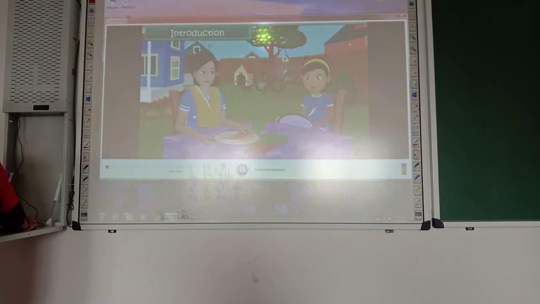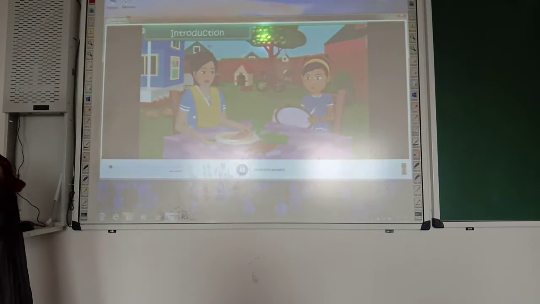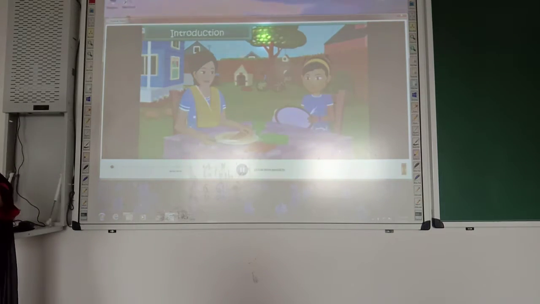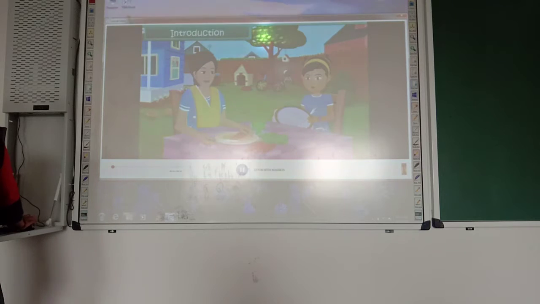Mom, have you seen my needle? I dropped it just now and I don't seem to find it. I need to finish my craft work. Yes, dear, I'll help you find it. Let's get a magnet and look for the needle. What is a magnet, Mom? How will that help me find my needle?